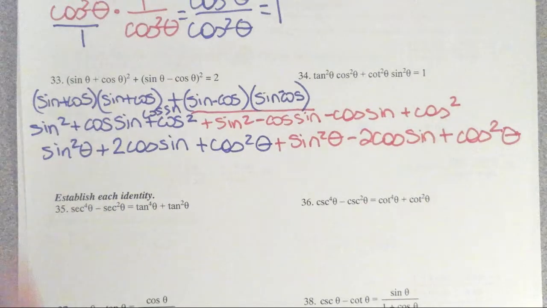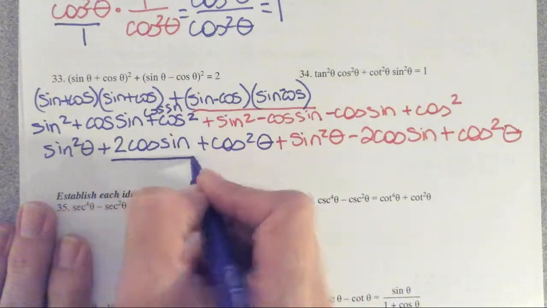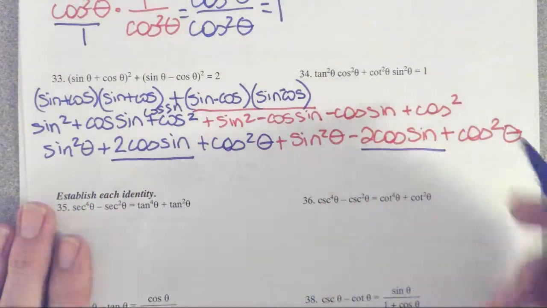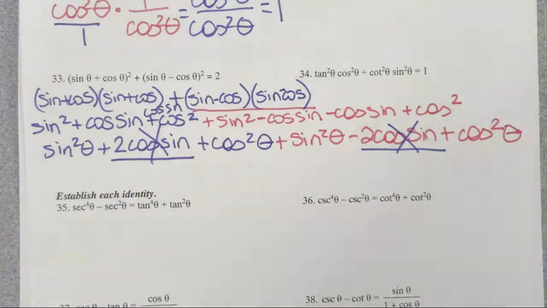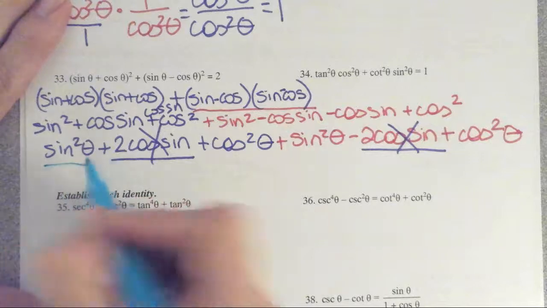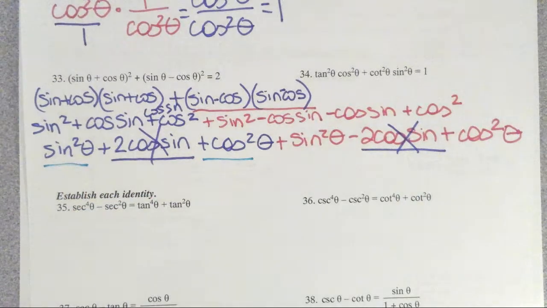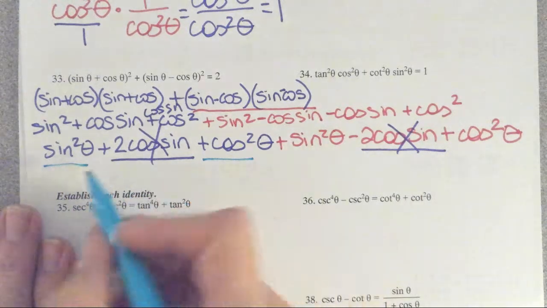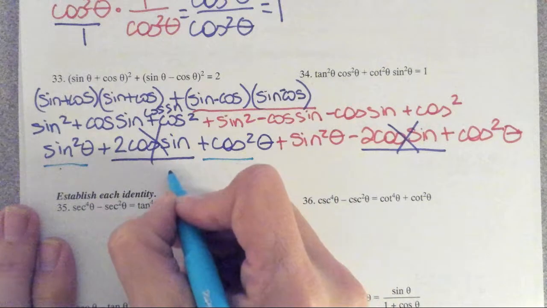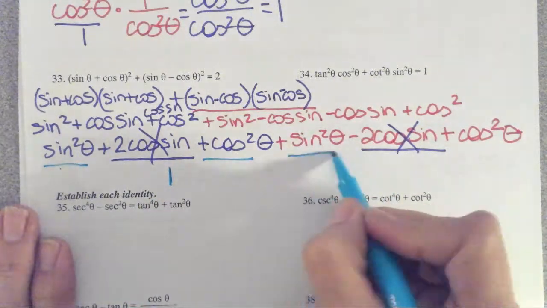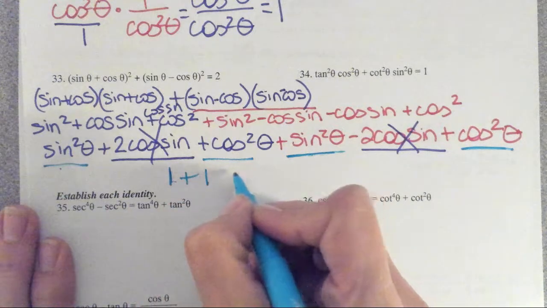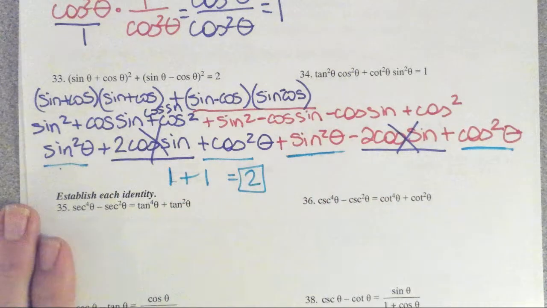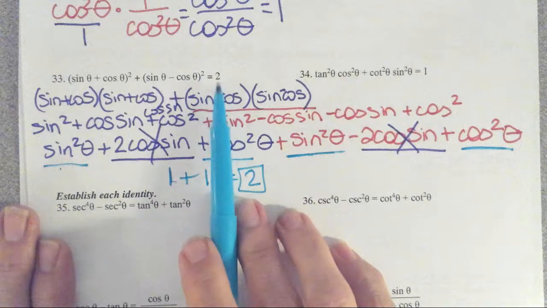So I have a positive 2 cosine sine, I have a negative 2 cosine sine, so those are going to cancel out. And look at what I have here. I've got sine squared plus cosine squared, which I know, my Phineas and Ferb, sine squared plus cosine squared is 1. And then I've got a sine squared plus a cosine squared again, so I have another 1, and 1 plus 1 is going to give me 2, which is what I was trying to get.